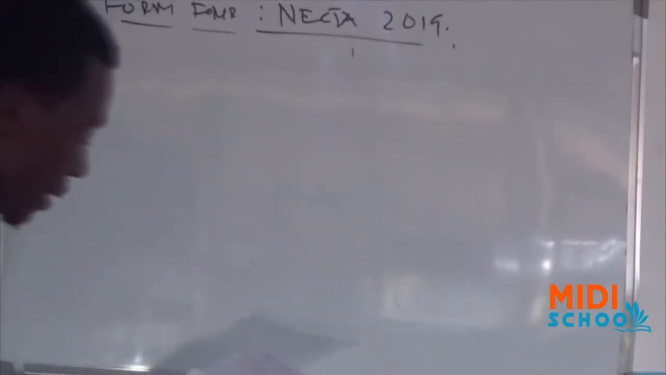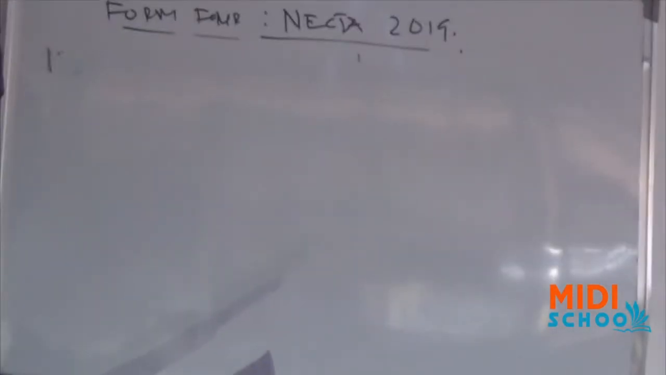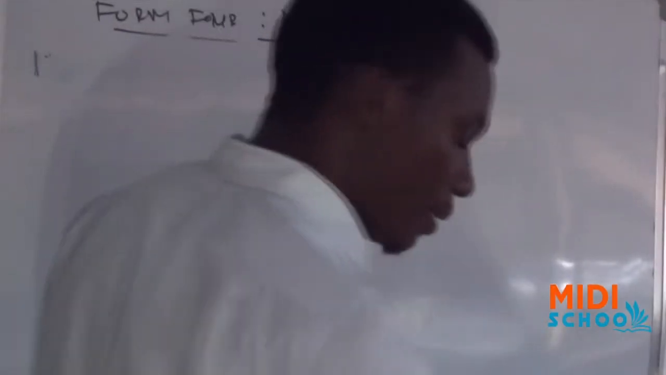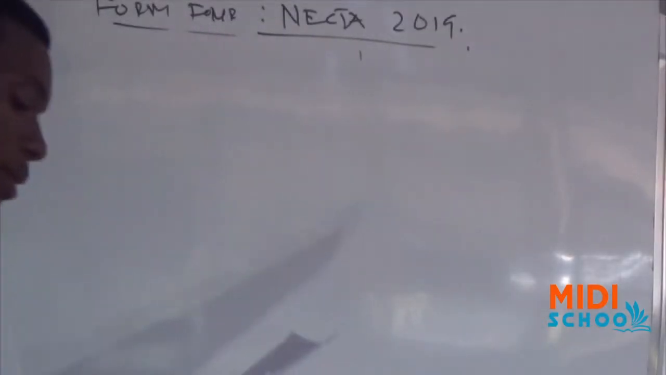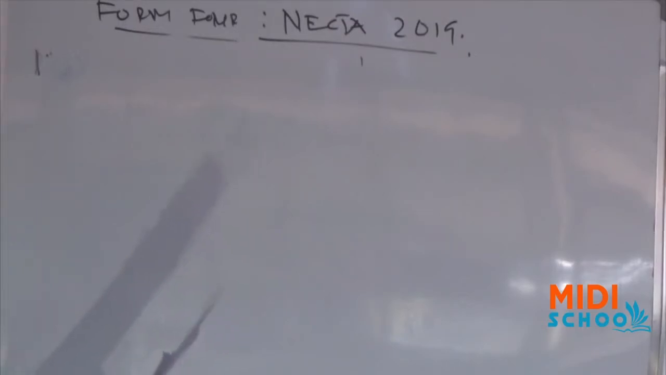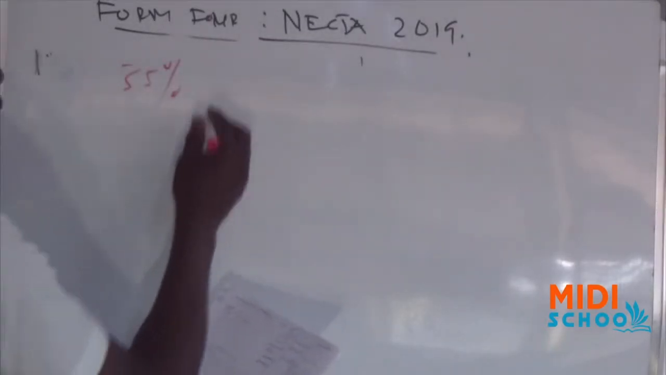Question B asks us: May was given 60,000 shillings by her mother. She spent 35% of the money to buy shoes and 10% of the remaining money to buy books. How much money remained? So we are asked to find the amount of money she remained with after spending.